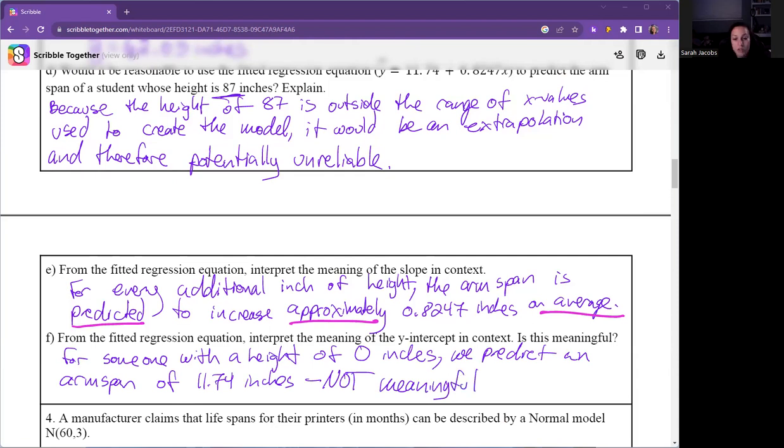No one is 0 inches tall, not even when you're born. And certainly if you are 0 inches tall, why was your arm span almost a foot? Right? It's nonsensical. Every line has a y-intercept, so every regression line has a y-intercept. It does not always make sense in context. Okay. Moving right along.